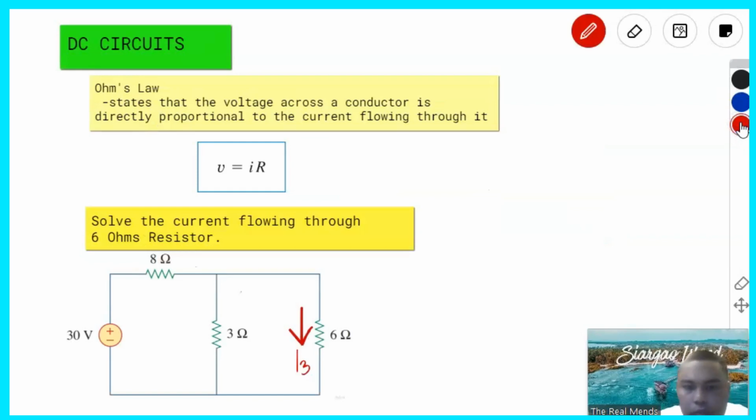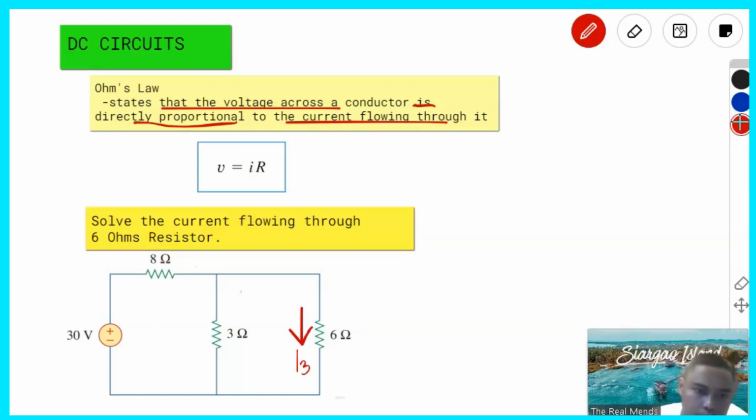theorem, the Ohm's Law. It states that the voltage across a conductor is directly proportional to the current flowing through it. So, we have this formula, the voltage V is equal to I times R, where V is for voltage, the unit is volts, I is for current, and R is for resistance, the unit is ohms.